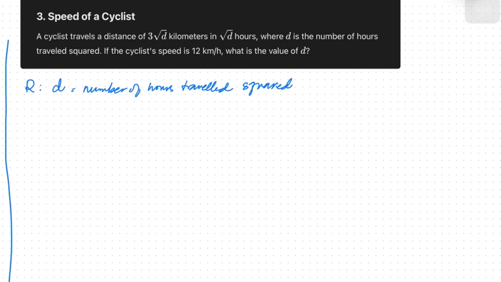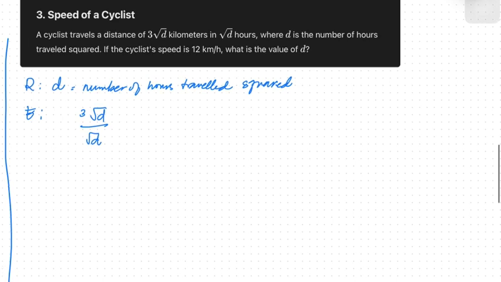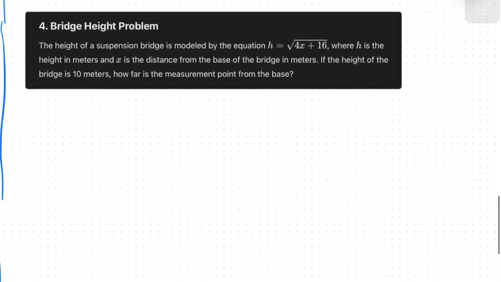What is the value of D? Actually, D can be any number because it's not a valid question. I'll show you why. Ang speed niya kasi is distance over time, and this is equal to 12. Ano mangyayari dito? Magka-cancel out lang siya, so mawawalan tayo ng variable. Not valid question. Thanks, ChatGPT, for giving a non-valid question.